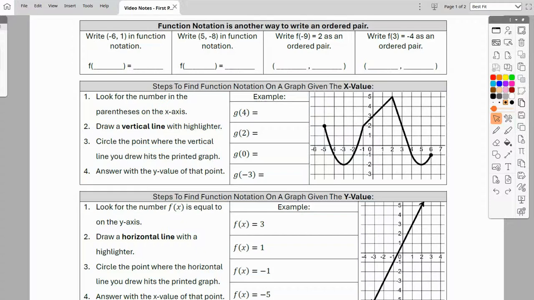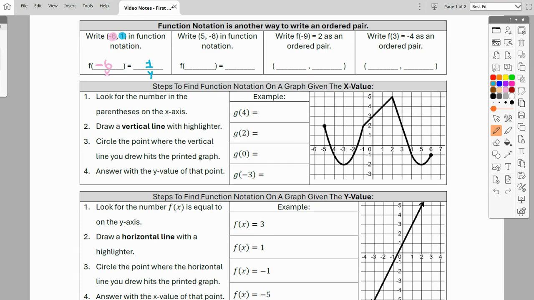In today's video lesson, we're going to do applications of functions. Function notation is just another way to write an ordered pair. So if I give you the ordered pair of -6, 1, I would write it in function notation by placing the -6 into the parentheses of f here. That's my x value. And then have f of -6 equal the y value of my point, which will be 1 for this problem here.